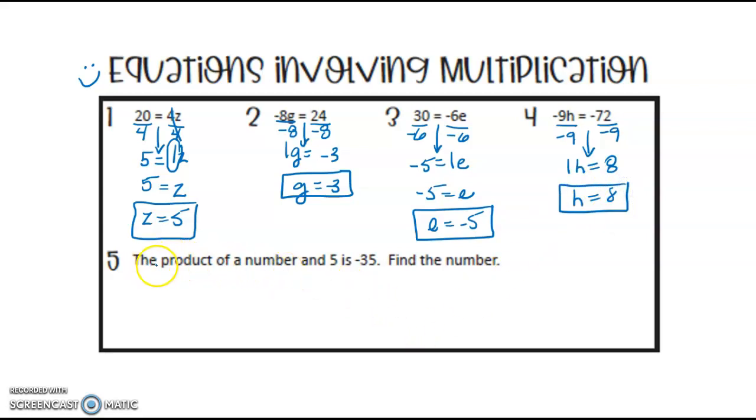All right, and then the product, which we know is multiplication, of a number, x, and 5x, equals, or is, negative 35. So I'll divide by 5. 5 over 5 is 1x. My equals comes down. Negative divided by a positive is a negative, so this would be x is equal to negative 7.